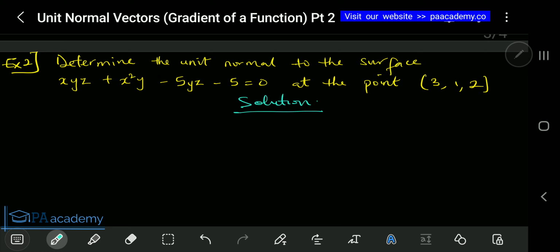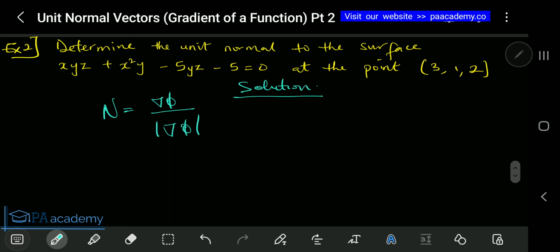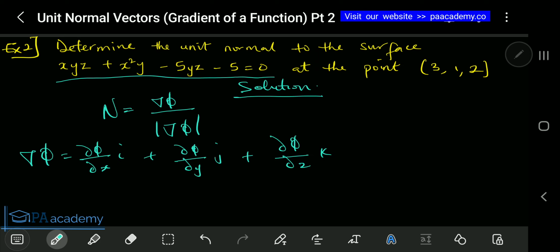Let's do it together. Again, I'm going to be writing out the formula just to make sure that I carry everyone along. The formula for the unit normal vector is given as grad phi, let's say phi is the function, over the magnitude of grad phi. So the first thing we need to calculate is the grad of the function. This is the function already, and to calculate the grad, don't forget the formula again. So there is the formula.